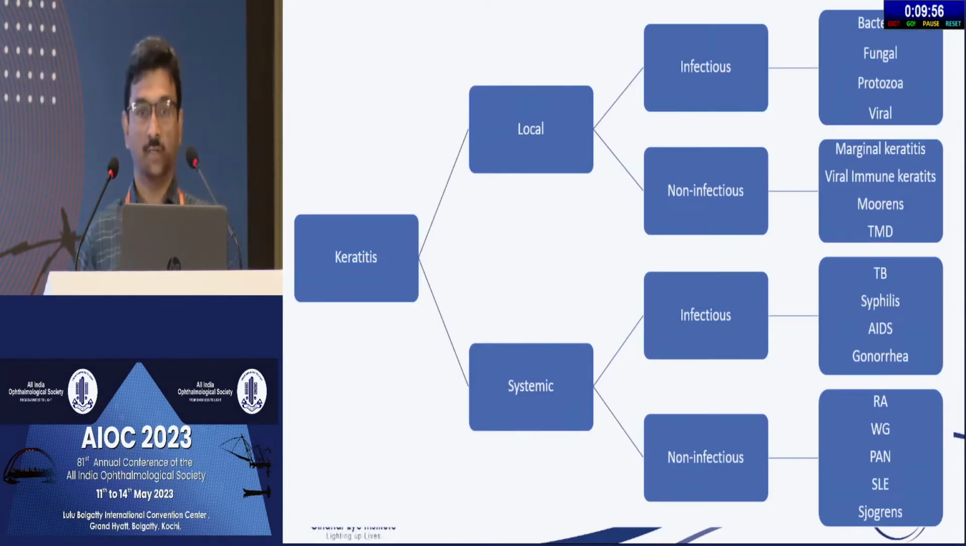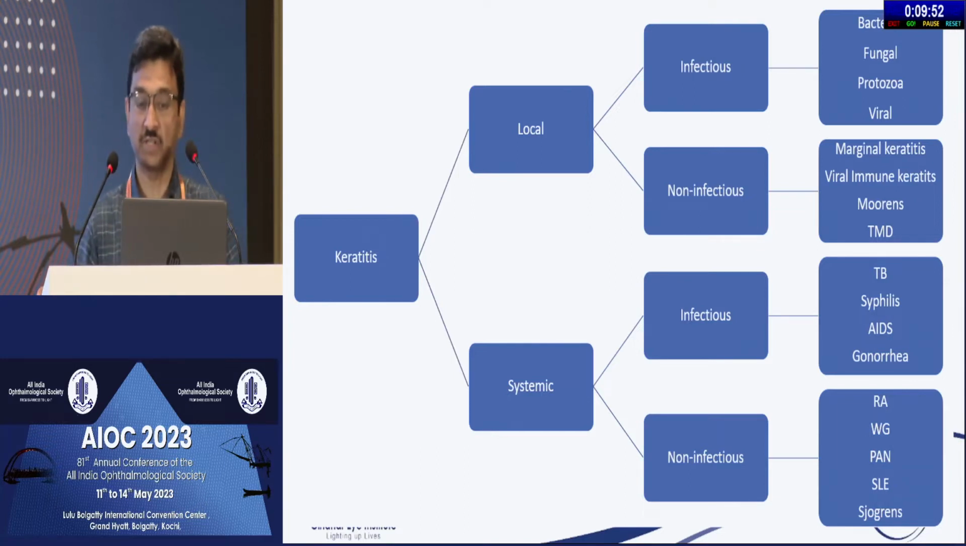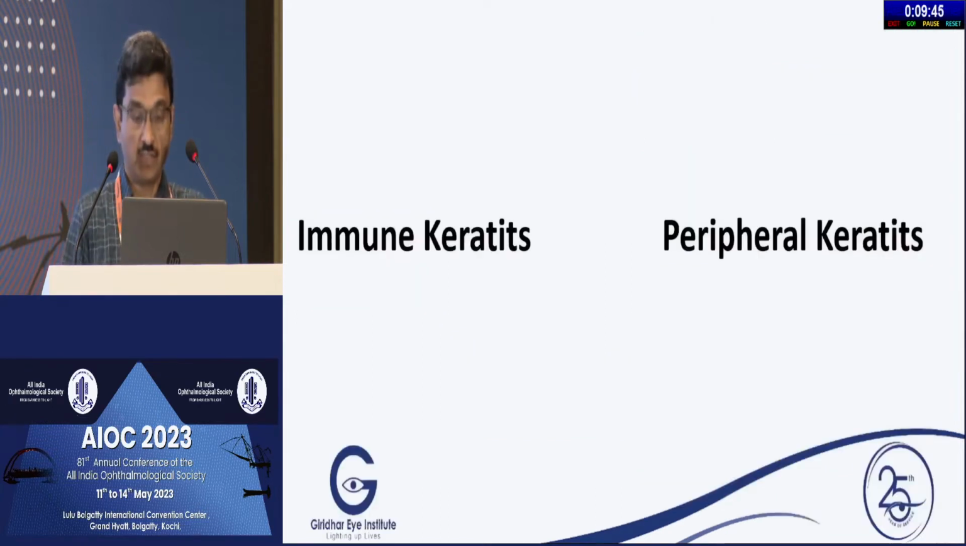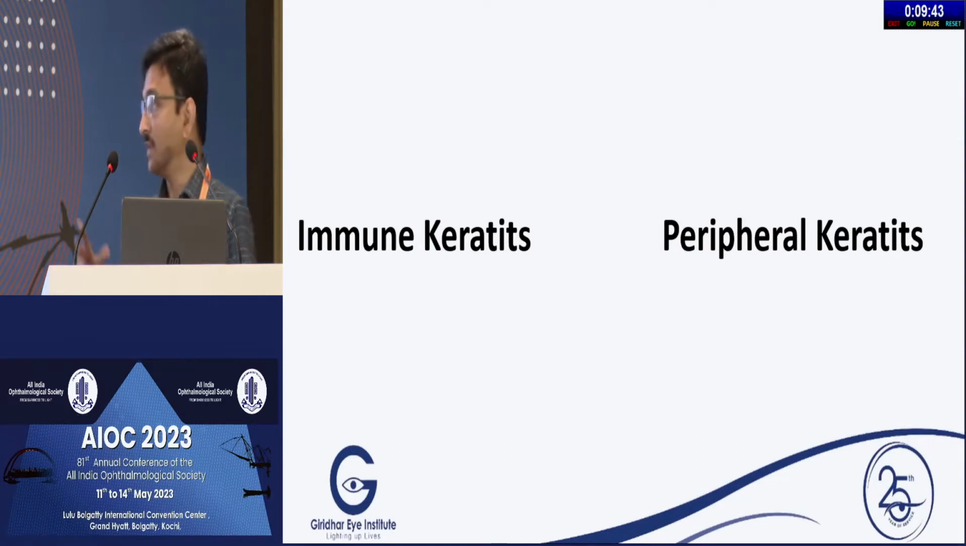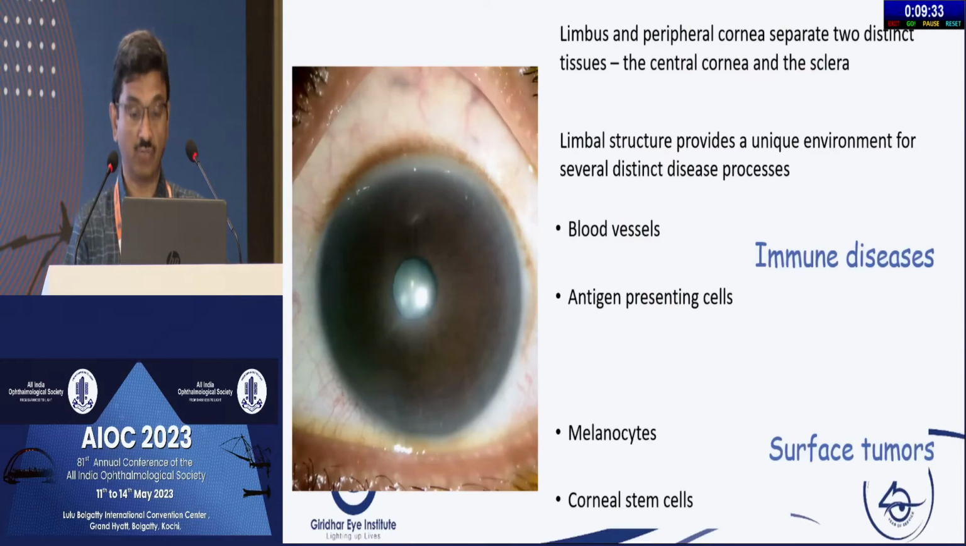Yeah, a brief classification of keratitis. As the name stands, it means inflammation. It can be because of local or systemic causes, infectious and non-infectious. Generally, when we talk about immune keratitis, there is a belief that it always has peripheral keratitis. It may not be so. Even the converse is not true. Peripheral keratitis are not always immune. So we should keep that in mind when you see a keratitis.